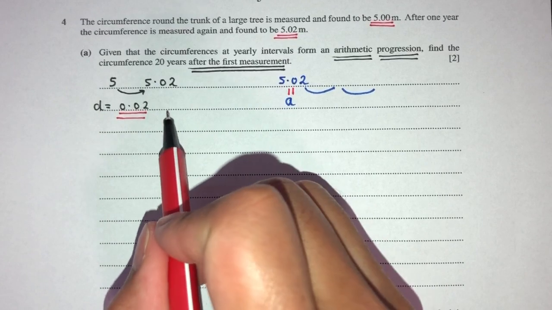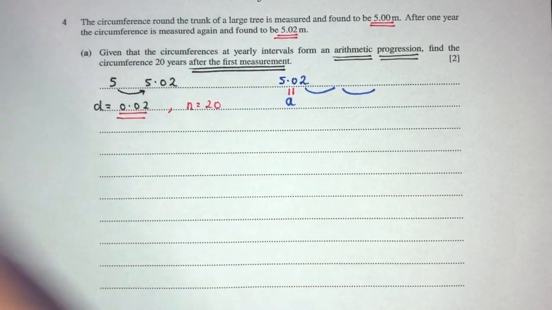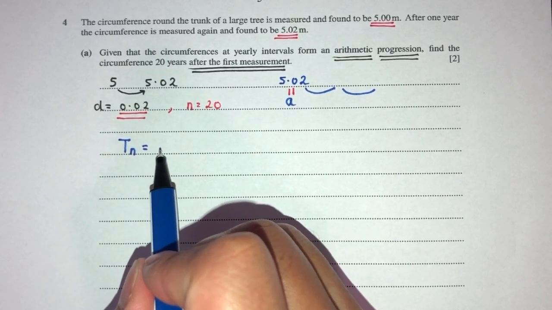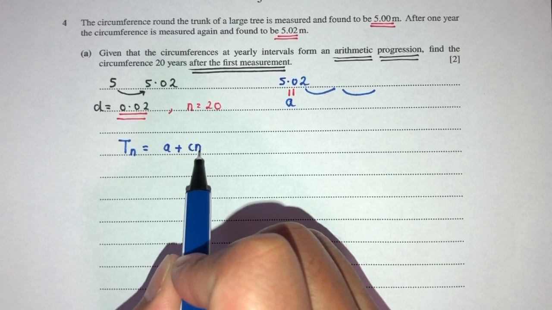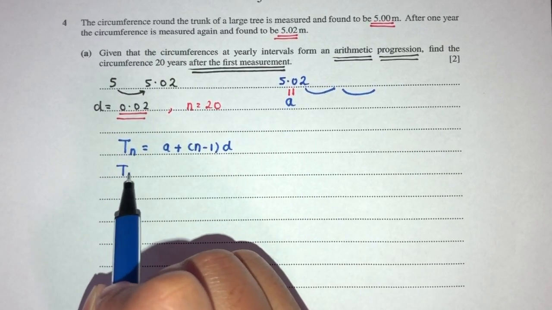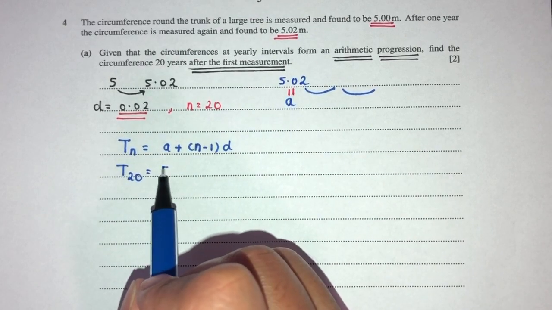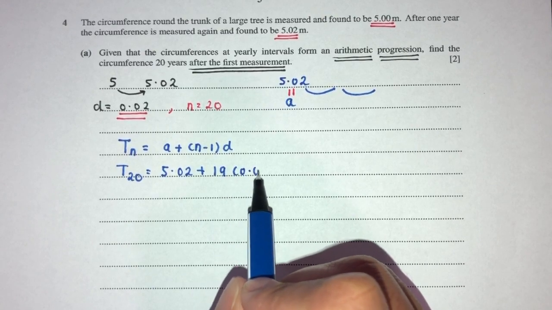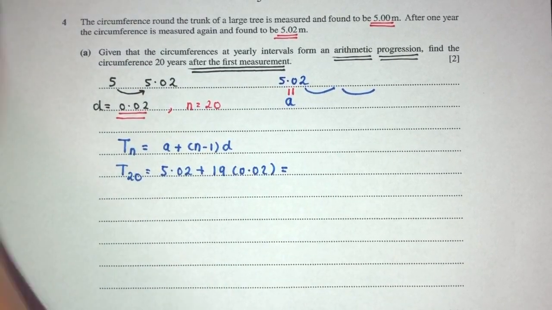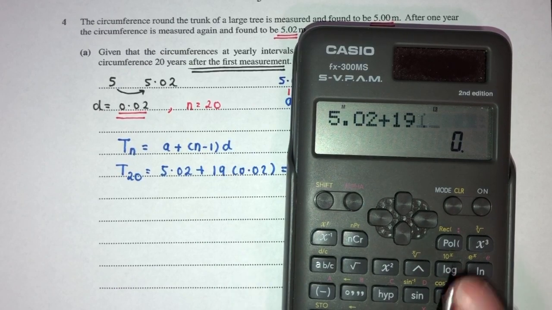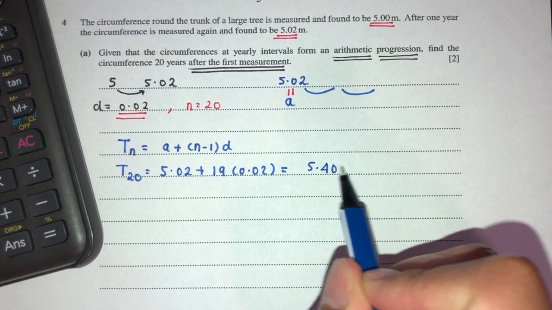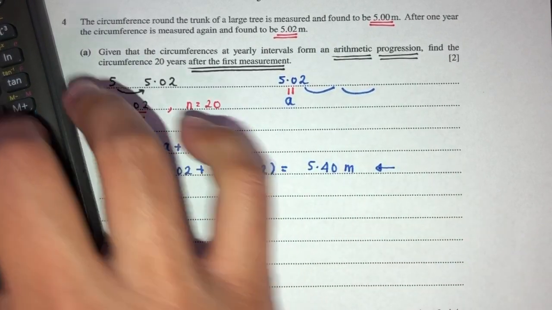We have to use our formula for AP. So the 20th term should be what? We should know the nth term is given by this formula, which is Tn equals A plus n minus 1 times D. Therefore, T20 should be A, which is the first term of 5.02, plus n minus 1, which is 19, times D, which is 0.02. That should be 5.4. So 5.40 meters for the 20th term of your progression. Then let's move on to part B.